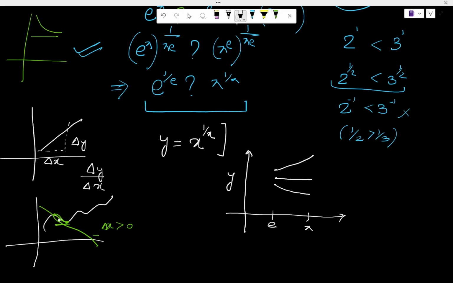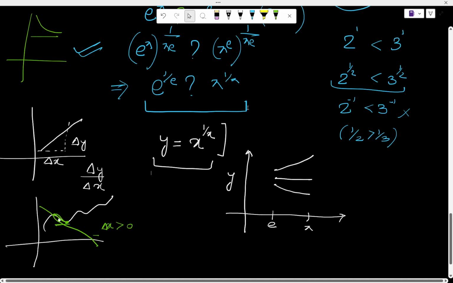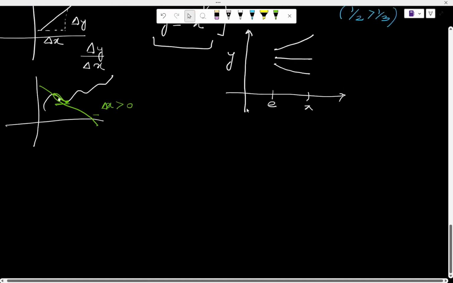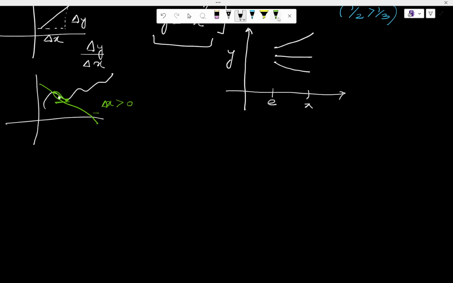So we just have to take the first derivative of this particular function and then observe it in the interval e to pi. Now we will encounter another challenge. This given function, x to the power 1 by x, we cannot take its derivative directly because we have the independent variable in the power. So how do we take the derivative then?